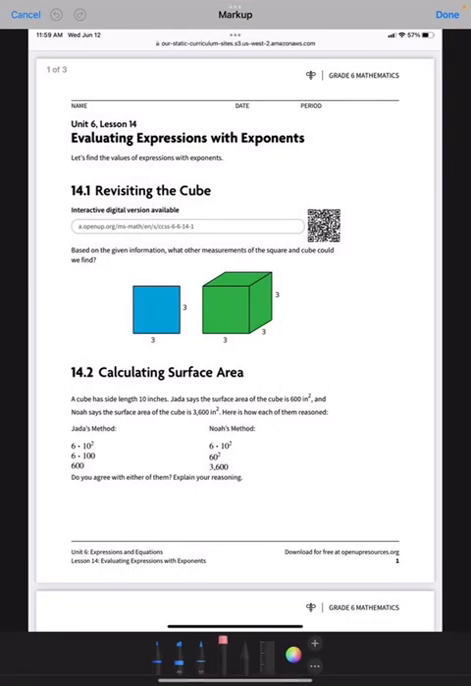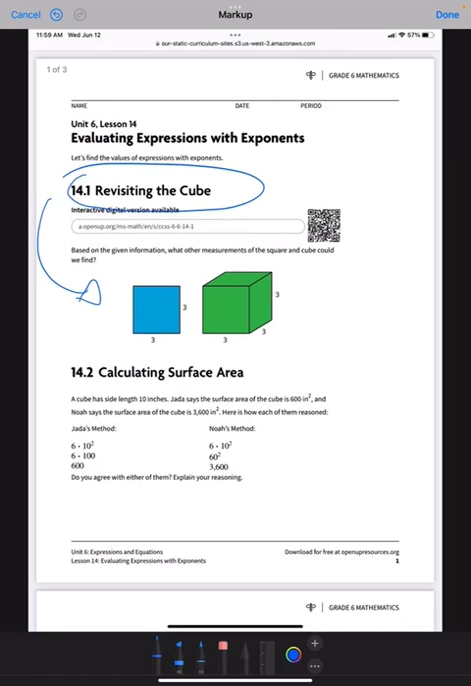Okay, today we're going to continue exponents with expressions with exponents, okay? Let's start with the do now. It says revisiting the cube, and here's our cubes. And it says, based on the given information, what other measurements of the square and cube could we find?